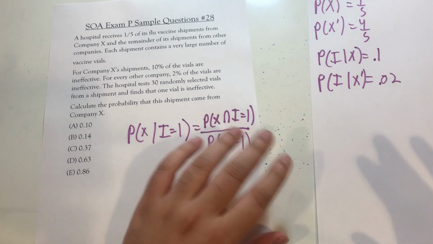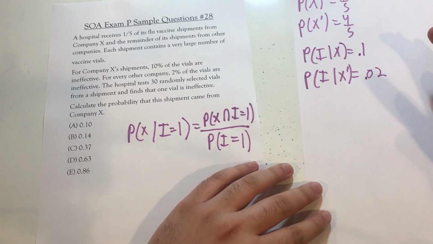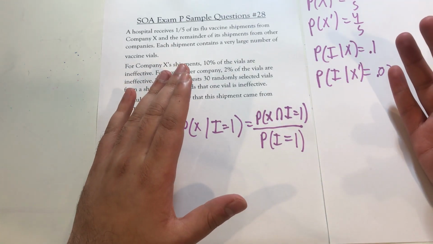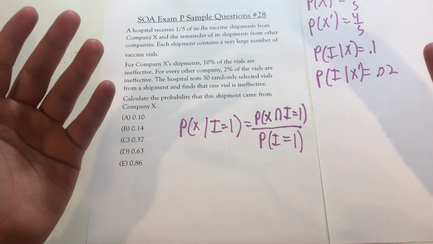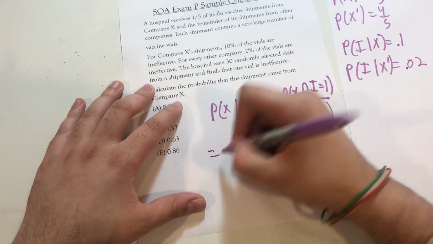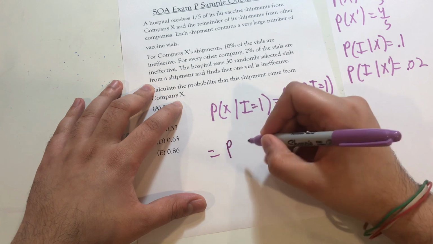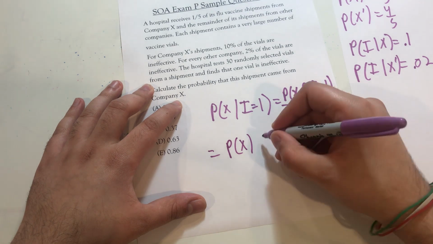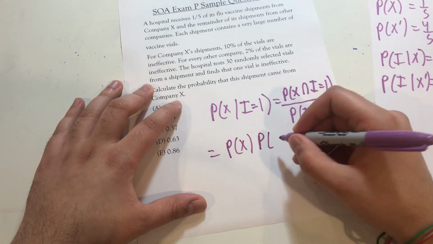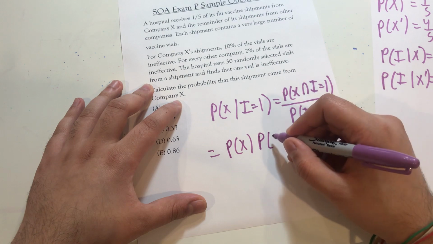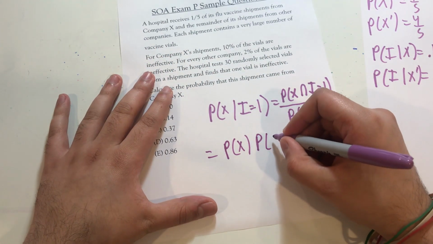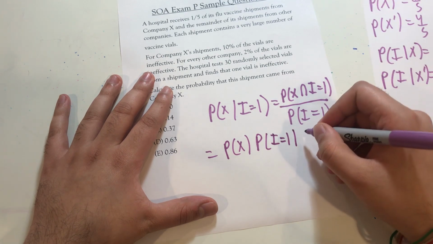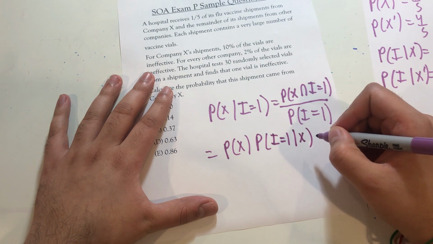Okay, so what is the probability of coming from company X? First, we're dealing with a binomial random variable, and for this portion of the problem, we're also dealing with Bayes' theorem. Using the formula for Bayes' theorem, this should be equal to the probability of the vial showing up from company X multiplied by the probability that, from a sample of 30 randomly selected vials, exactly one comes back ineffective, given that it's from company X.